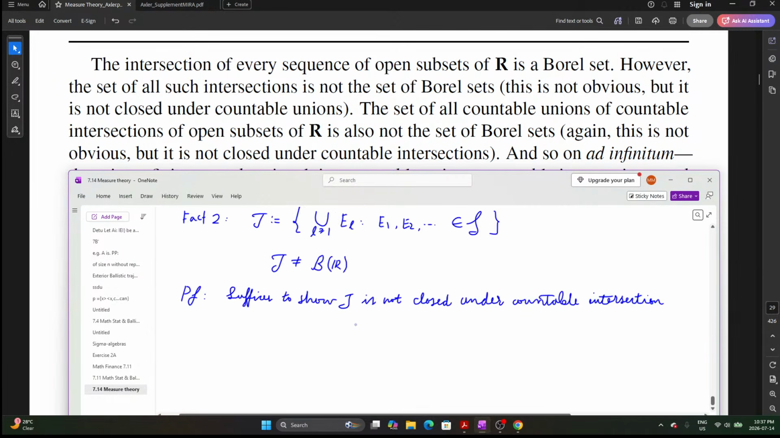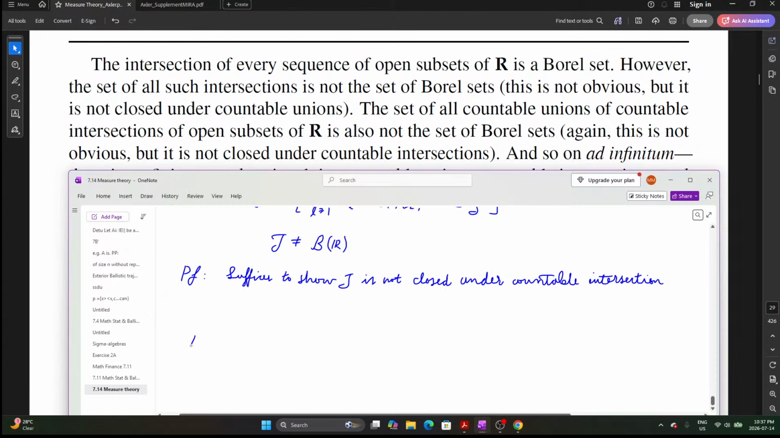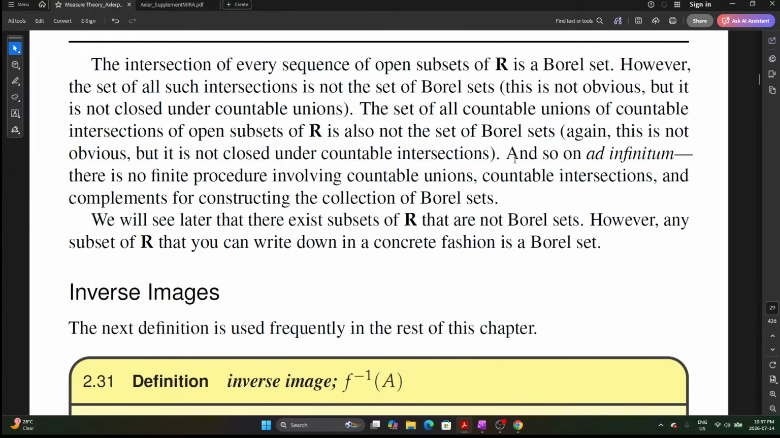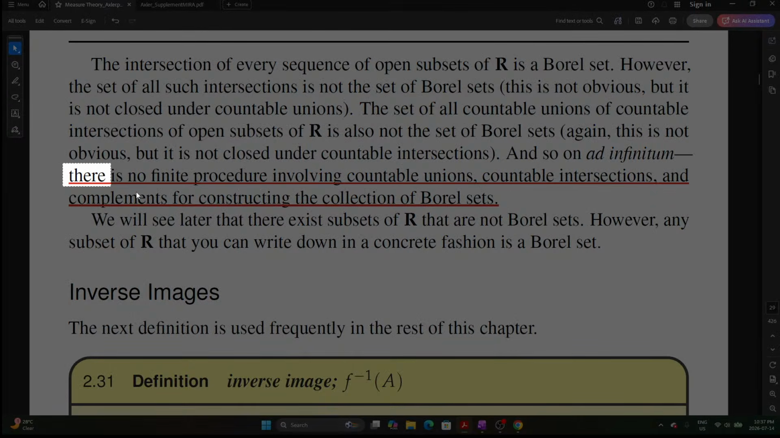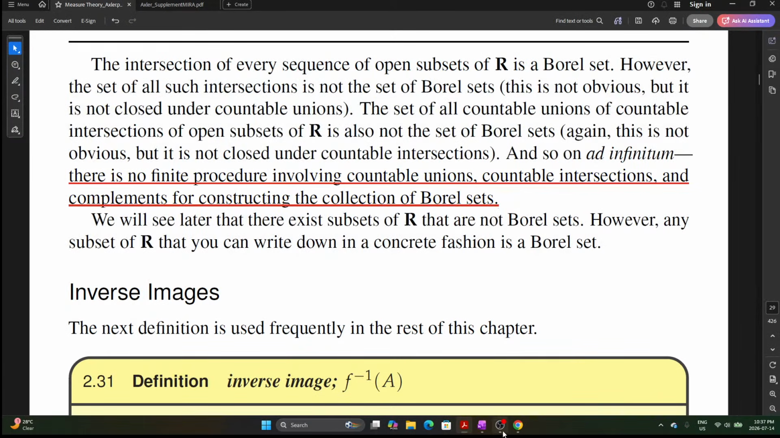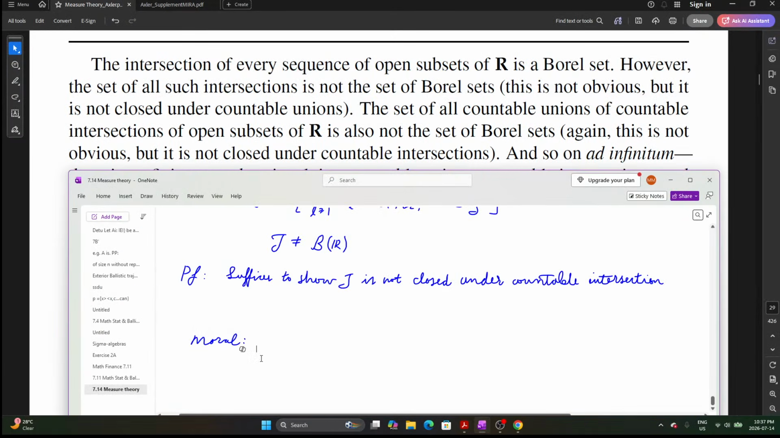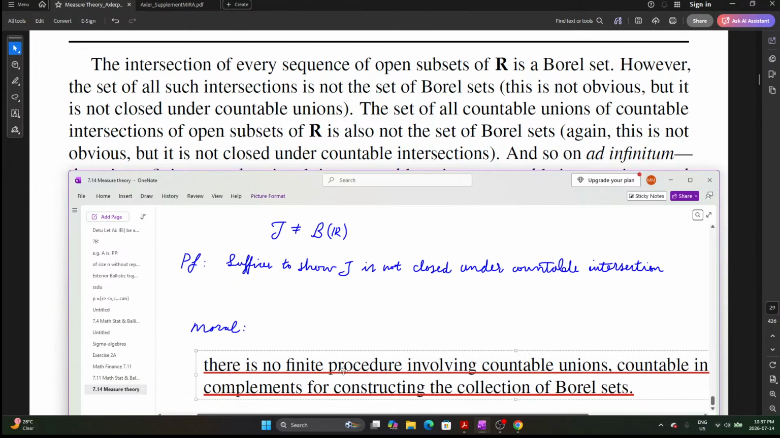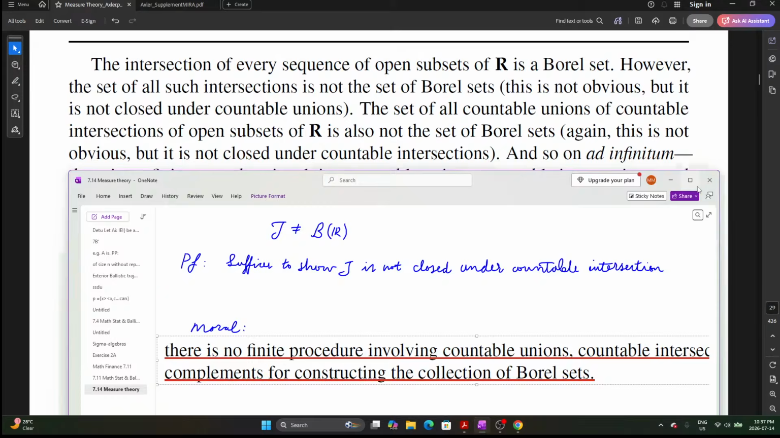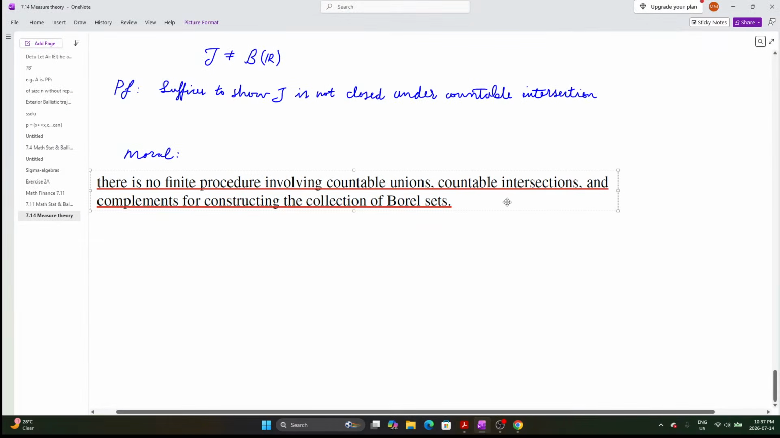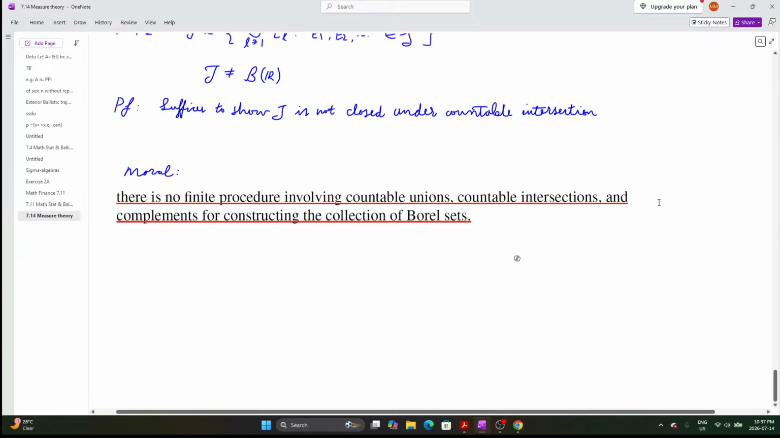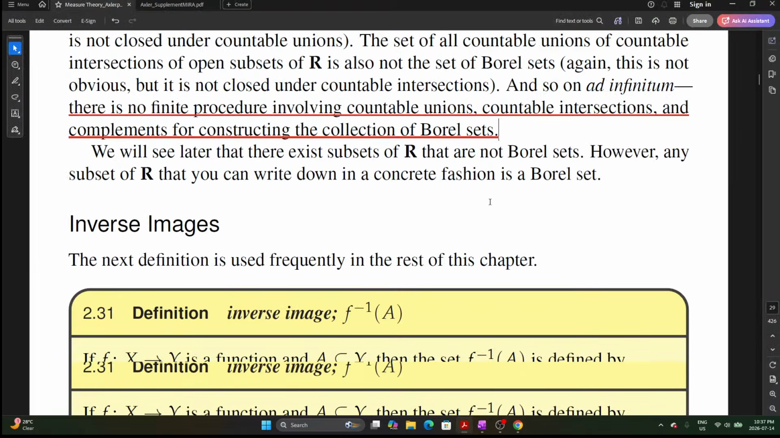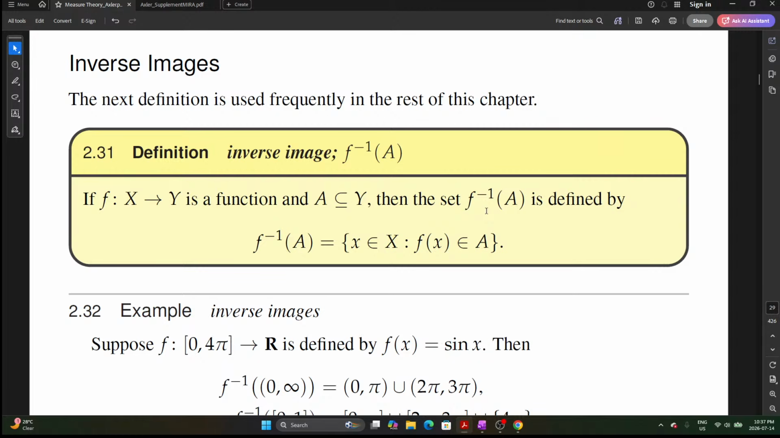The moral is, let's put it down here: there's no finite procedure. Let's copy that down from Maxwell. That's the moral here, and I think we can live with that for now. There's little harm in not being able to prove this fully. Let's continue to the next topic on measure theory.